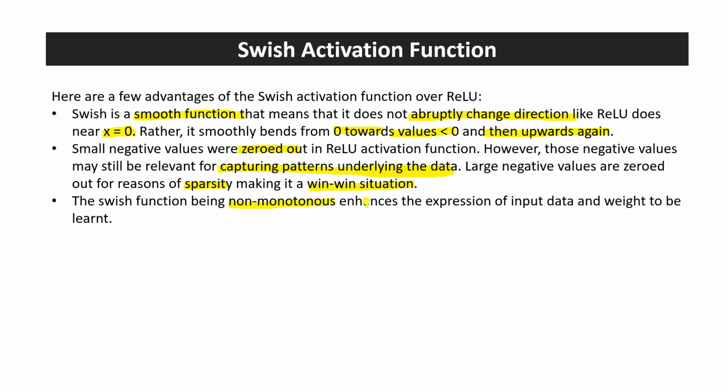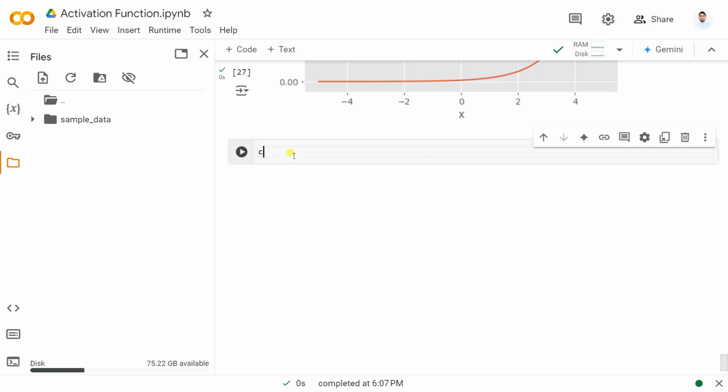Now we're going to implement this Swish activation function in PyTorch. So I'm going to create a class called Swish. Let's say class Swish, nn.Module. And then I'm going to use def __init__, and then pass the self. And then I'm going to use super, and inside that I can pass the Swish and self, and then use __init__.